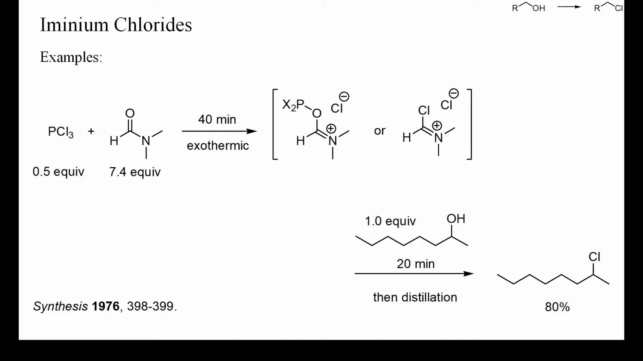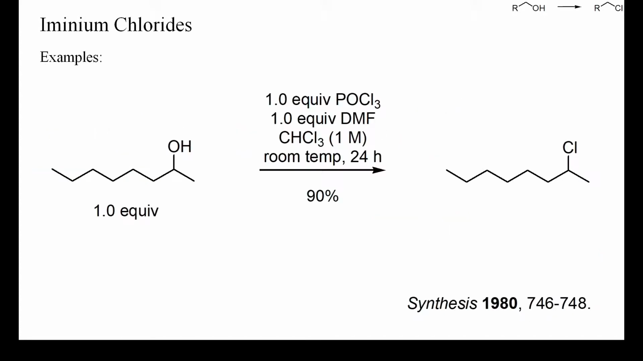To prevent the formation of alkyl phosphides, phosphorus trichloride was first allowed to react with DMF for 40 minutes before addition of the alcohol. Here, phosphorus oxychloride instead of phosphorus trichloride was used to generate an iminium chloride from DMF. And the deoxychlorination of 2-octanol proceeded smoothly at room temperature. Without DMF, probably only trioctyl phosphate would be formed under such mild reaction conditions.